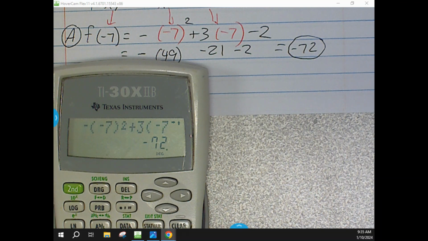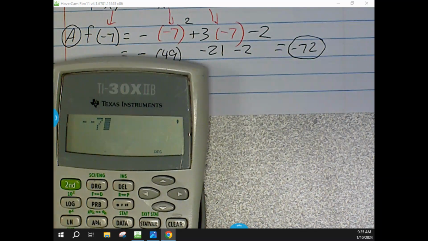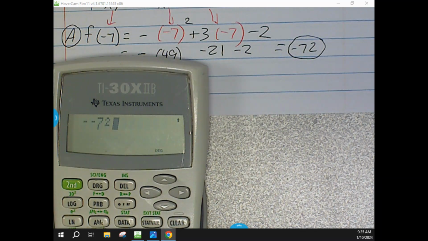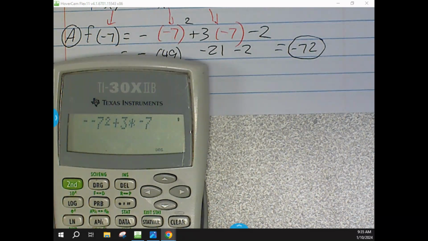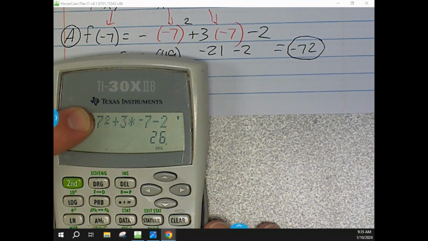Okay, and I'll just show you real quick, if you didn't use your parentheses, if you had minus negative 7 squared plus 3 times negative 7 minus 2, you're going to get 26. So that's one of those things where, again, parentheses make a huge difference when you plug these numbers in, because if you don't plug in the parentheses, it reads this as minus negative 7, and it says, oh, I've got a minus negative. I'm going to make that a positive. So I'm going to square that positive and make it a positive 7 squared, which is 49.